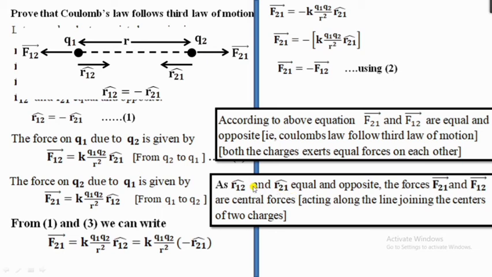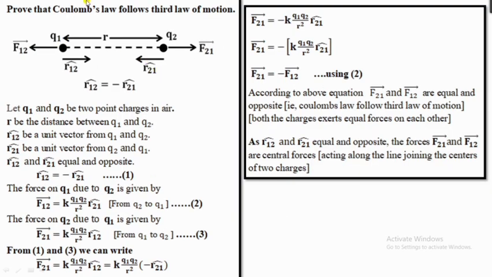Second conclusion we can write is these two forces are central forces. You can see these forces are going through the center of each charge, because R12 and R21 are equal and opposite vectors. So we can write these forces are central forces because they are acting along the line joining the two charges. So this is the whole derivation in one page. You can pause and copy.